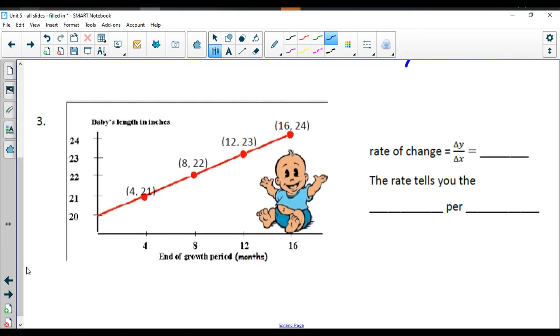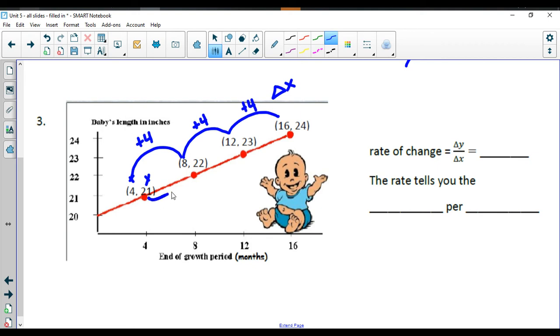This was one that we actually had in our lesson yesterday where we looked at the baby's growth. We didn't have any points on the line, but today we actually do. So we're going to look, keeping in mind this is your X and this is your Y. As I go from 4 to 8, I'm increasing by 4. 8 to 12, I'm increasing by 4. 12 to 16, I'm increasing by 4. That's my delta X part.